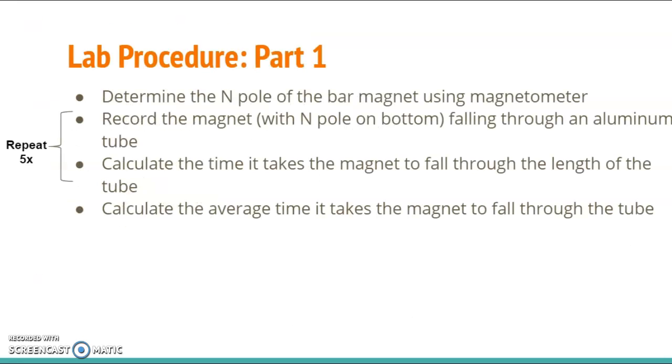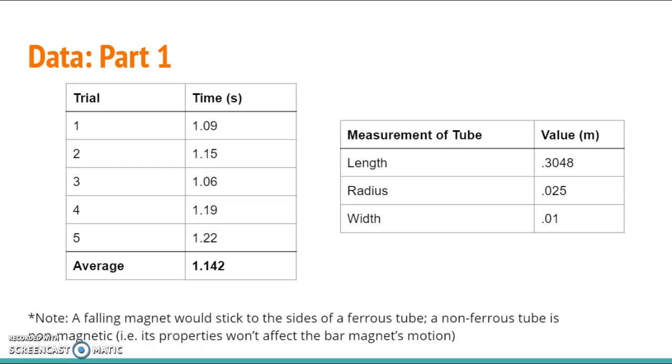So, for part 1 of the lab procedure, we first determined the north pole of the bar magnet using the magnetometer, and then we recorded the magnet with the north pole on the bottom falling through an aluminum tube. And then we calculated the time it takes the magnet to fall through the length of the tube. We repeated this process 5 times, and then we calculated the average time it takes the magnet to fall through the tube. So here's my data. This is the average time that it took, and then these are the dimensions of the tube.